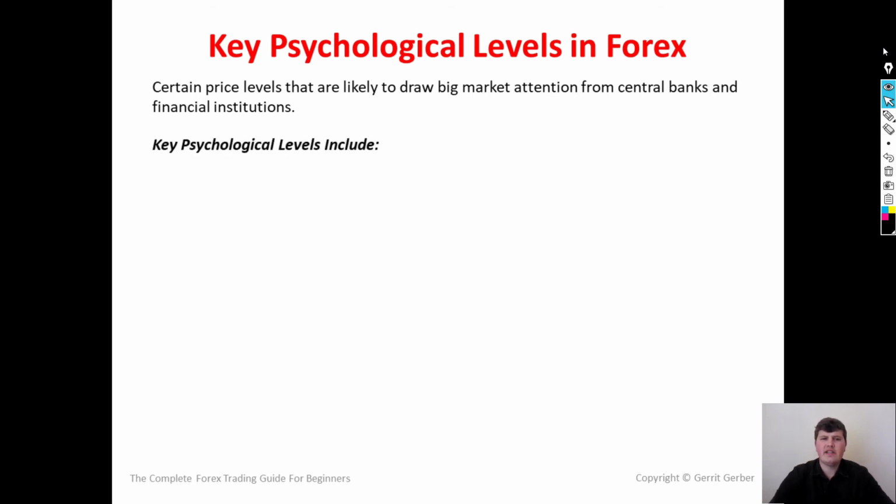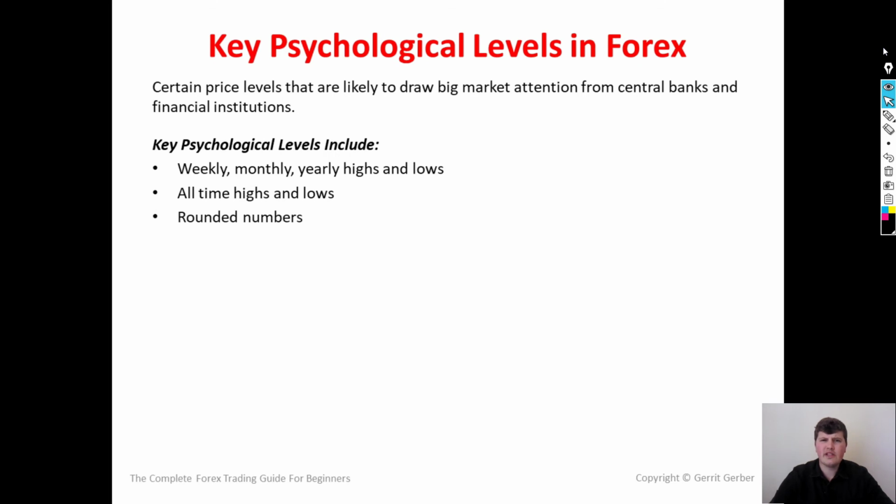And key psychological levels that you'll find in the markets include weekly, monthly, yearly highs and lows, all-time highs and lows, meaning that the entire time of the existing currency pair, the highest and the lowest it's ever been are also key psychological levels where financial institutions are likely to push price to in the future. And another key psychological level to look out for are rounded numbers.